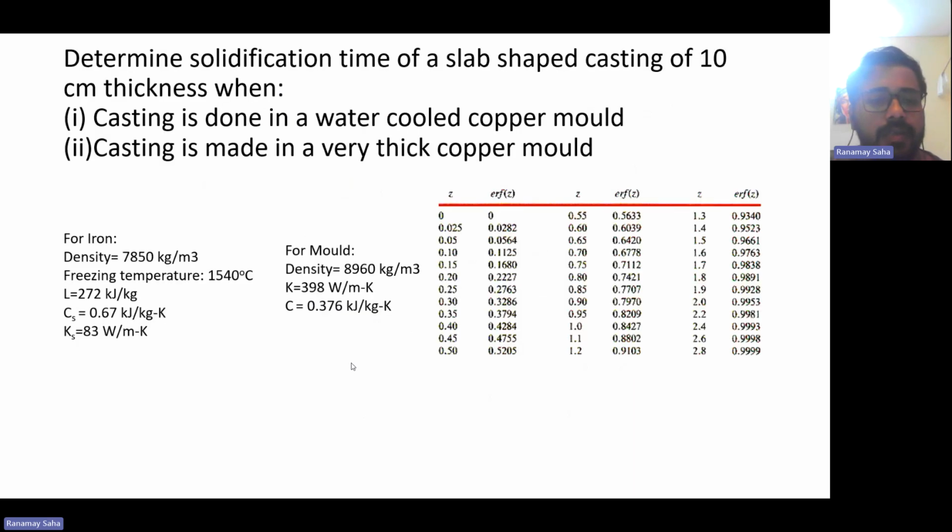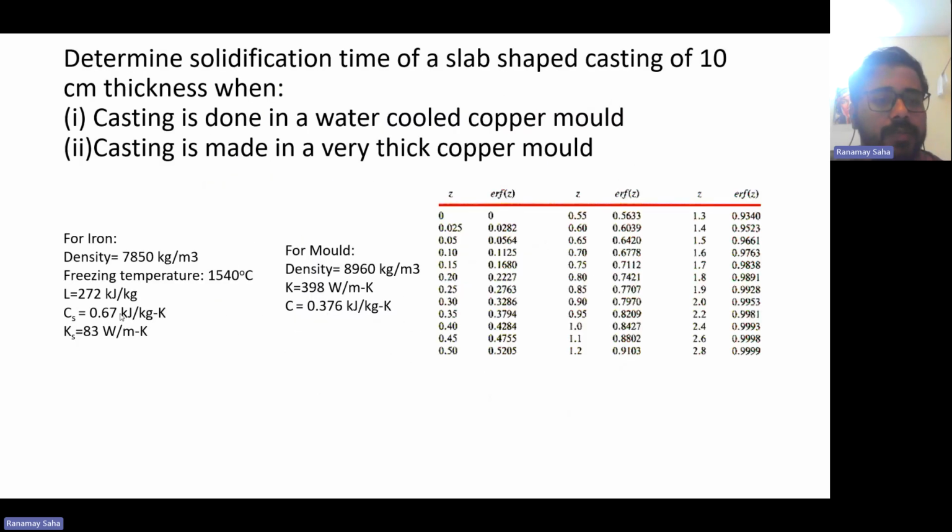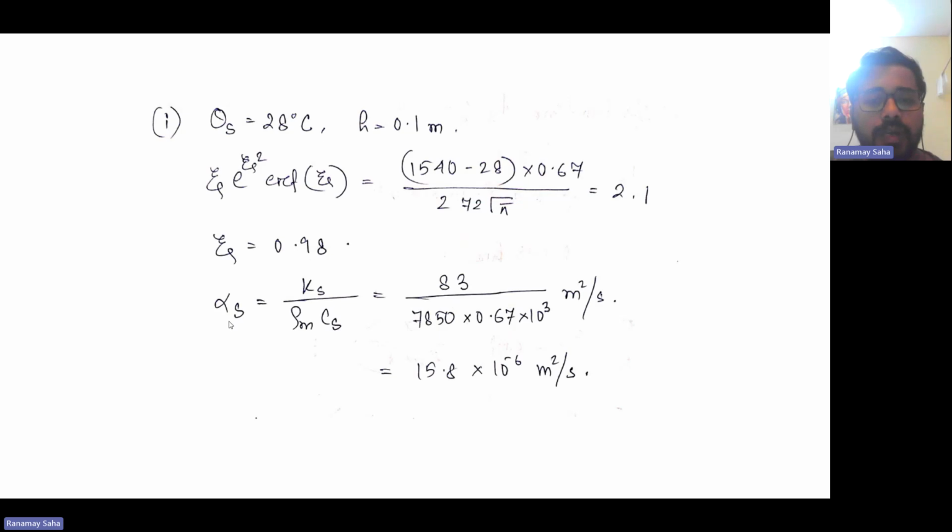The values are again given for k as 83 for iron, and for rho and c, rho is given as 7850, and c is given as 0.67 into 10 raised to the power 3. So plug in the values to find the diffusivity value, which comes out to 15.8 into 10 raised to the power minus 6 meters squared per second. I hope you got how to calculate this value, these equations, right?